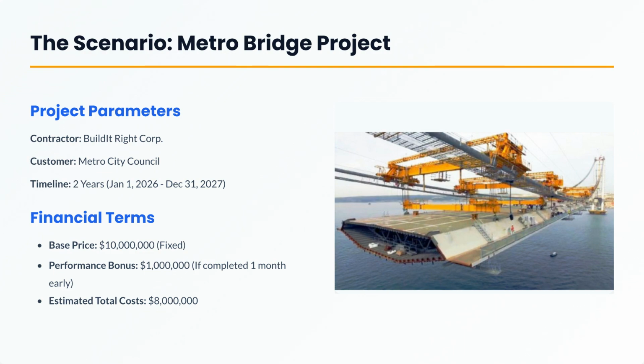Let's set the stage with our scenario. Our contractor, Build It Right Corporation, has signed a 2-year contract to build a custom suspension bridge for the Metro City Council. Here are the financial terms. The base price is a fixed $10 million. However, there is a performance bonus of $1 million if the bridge is completed 1 month early. At the start of the project, management estimates that total construction costs will be exactly $8 million.